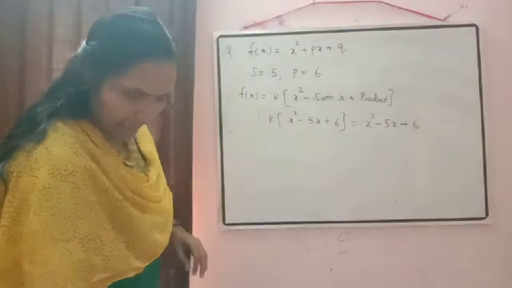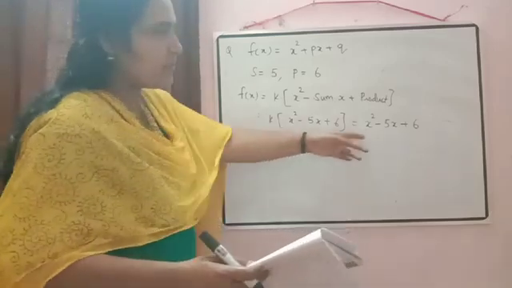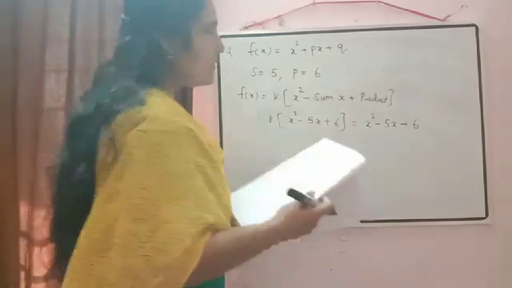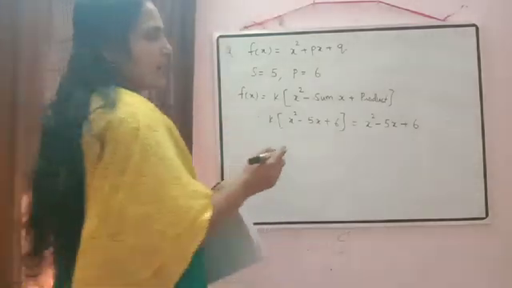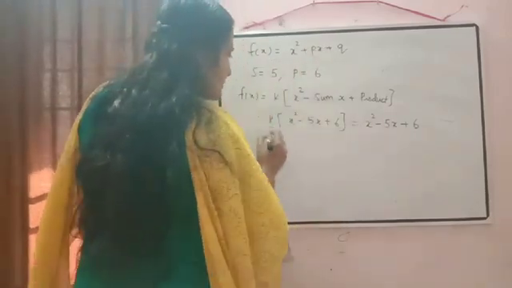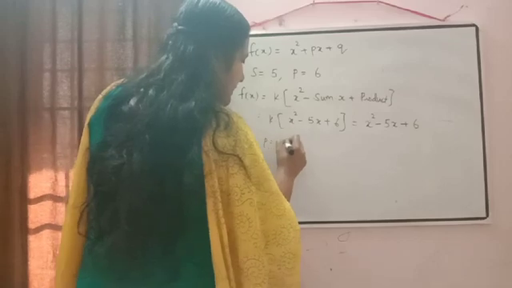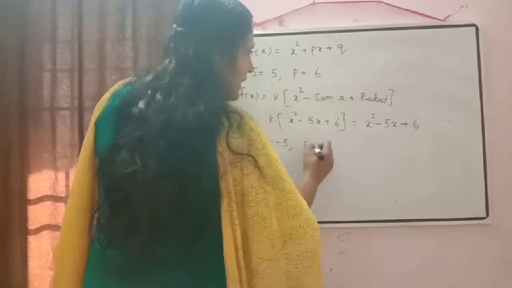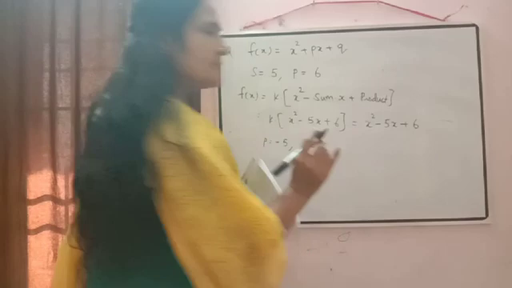Now it is written. Write the polynomial. Polynomial we wrote already. Now what is the value of p and q? Just to compare. P is the coefficient of x. What is the coefficient of x in this question? Minus 5. So p is equal to minus 5 and q is equal to 6.